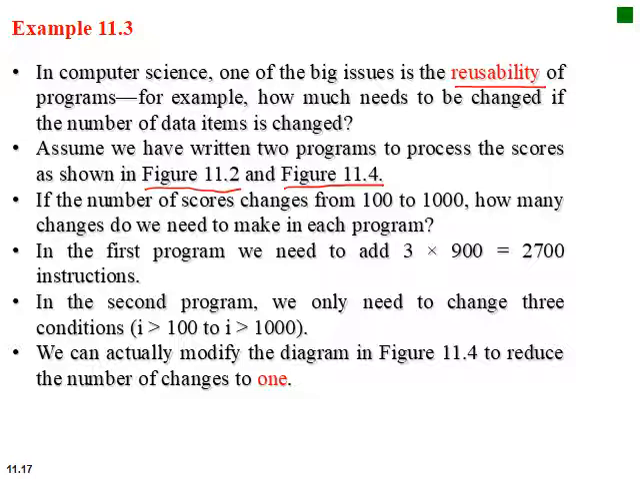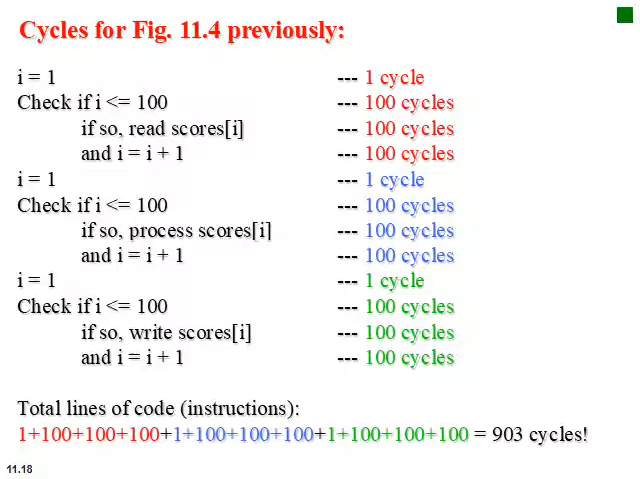But in the second program, as in figure 11.4, we only need to change 3 conditions. Every time where we check whether I is larger than 100, we're now just going to change that to I is larger than 1,000, or in our example, I is larger than 50 million. So it's only those 3 instances. In fact, we can even reduce it to a single check. In other words, we can make the program a little bit more efficient than even 11.4. This is not in the textbook, but I've done it for you here to show you.